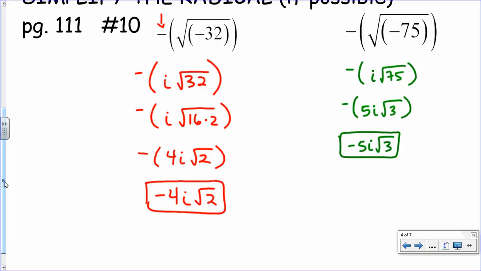Okay, so your negative stays out front. The negative under the radical comes out as i. And then 25 goes into 75. The square root of 25 is 5. And you're left with 3. And then the negative greets it. So negative 5i square root of 3. So you guys got questions about that? Okay.